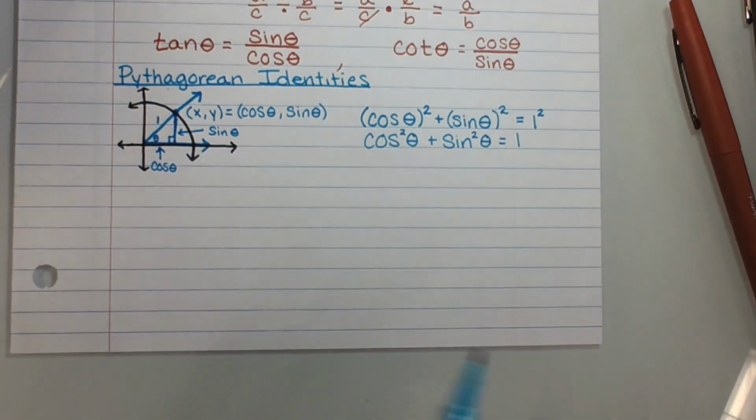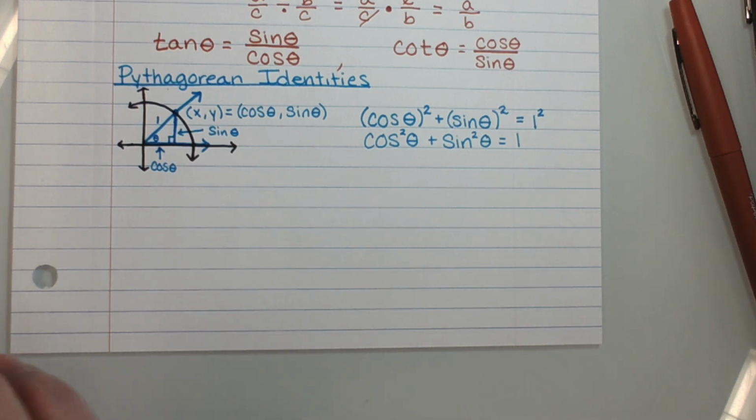1. The first of the Pythagorean identities is cosine squared plus sine squared is equal to 1. This came up on one of your homework assignments. This identity is one of 3 Pythagorean identities. The other Pythagorean identities work with the other trig ratios: cosecant, secant, cotangent, and tangent.